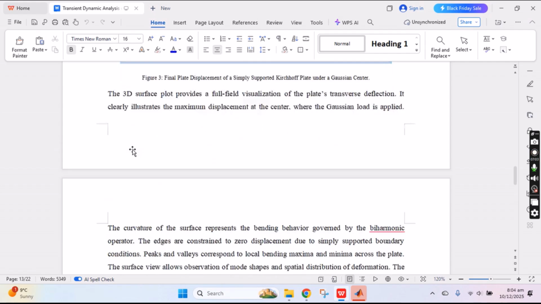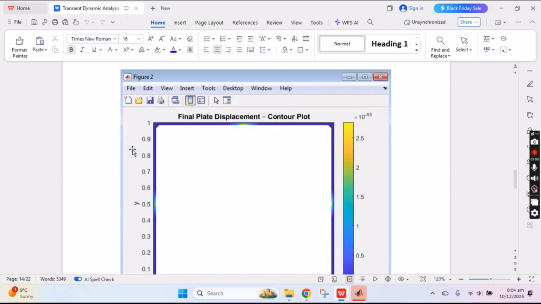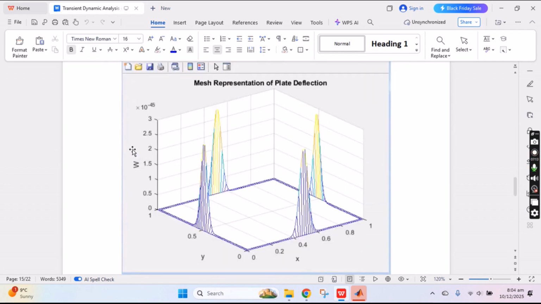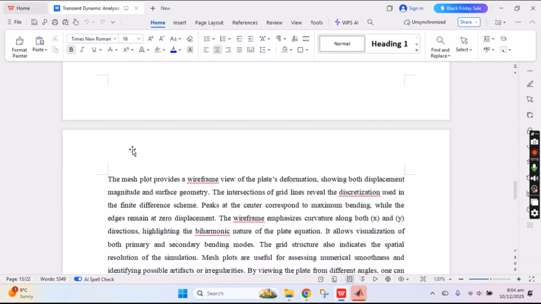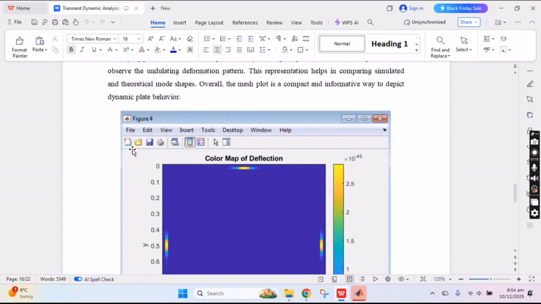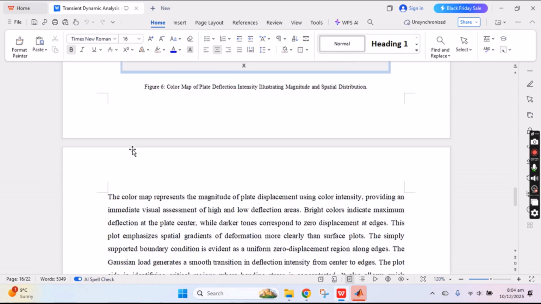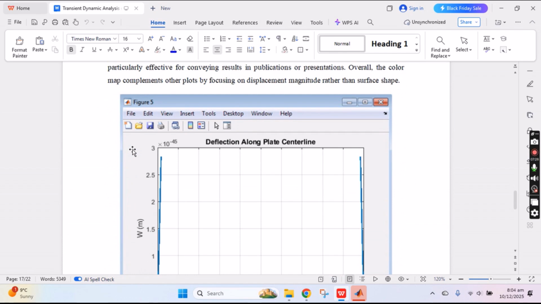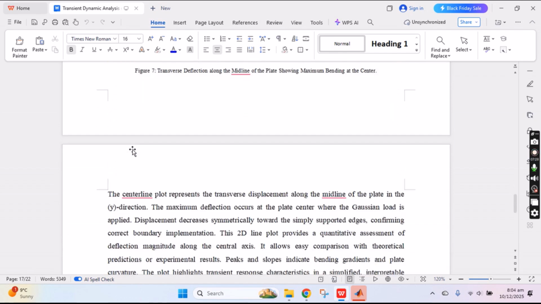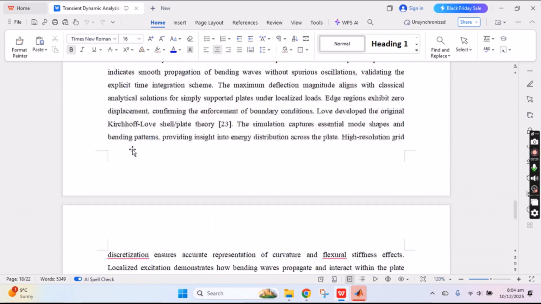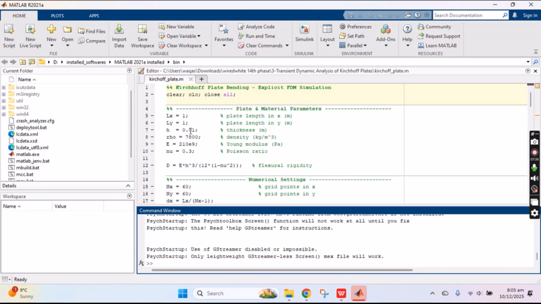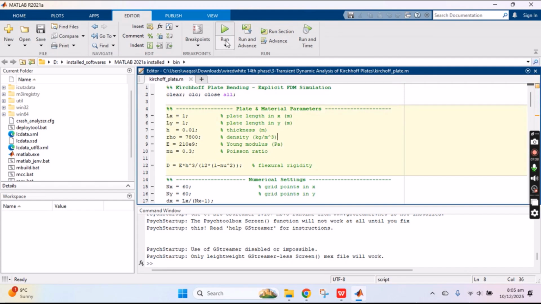Basically, these are the final plate displacement with the contour plot of the spatial distribution of bending under the center of the plate. Mesh representation of the Kirchhoff-Love plate with the color map of deflection magnitude and spatial distribution, and the deflection along the plate center line. These are the results with discussion and the conclusion as well as the references. Let me run this Kirchhoff's plate algorithm.